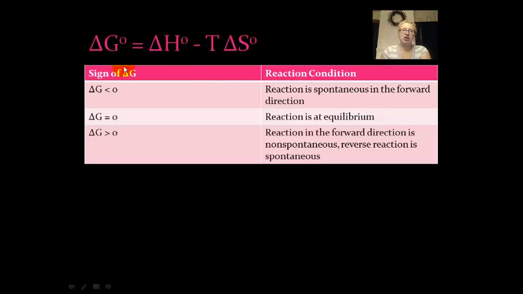Gibbs is equal to the change in enthalpy minus the temperature times the change in entropy. If delta G is less than 0, the reaction will be spontaneous. If delta G is equal to 0, the reaction will be at equilibrium. But if delta G is greater than 0, the reaction will be non-spontaneous.